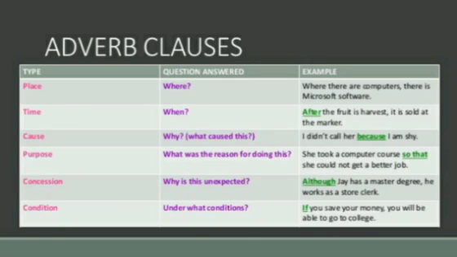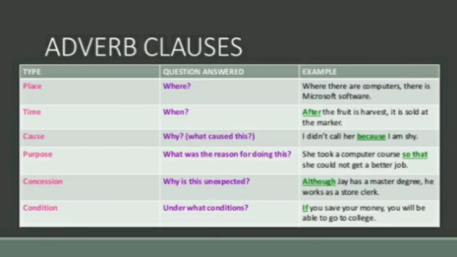Now I will show some examples and we will see which question the adverb clause is answering in each sentence. The first example is, where there are computers, there is Microsoft software. Here the adverb clause is telling us about the place. Another example, after the fruit is harvested, it is sold at the market. So here we know what happened after the fruit is harvested. The third example is, I didn't call her because I am shy. Here the adverb clause is telling us about the reason.